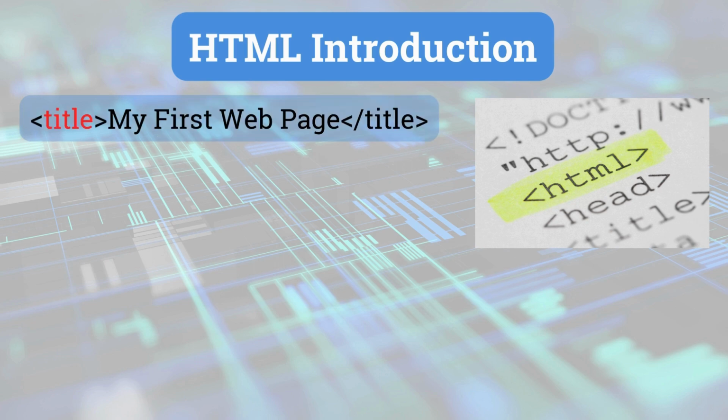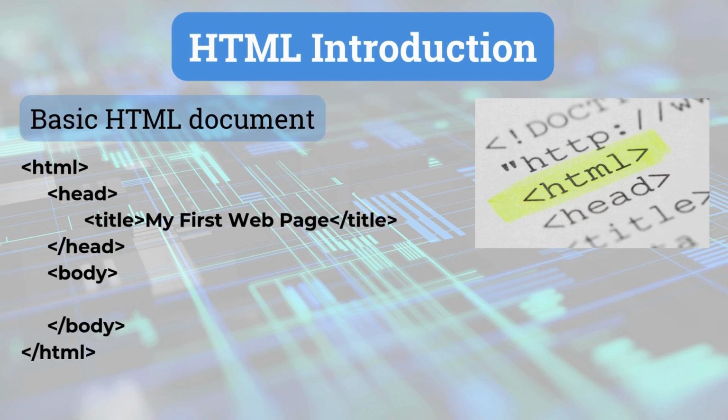These elements, or buckets, are created like this. A less than symbol, then the bucket tag, for example, title, then the greater than symbol. The content in the bucket comes next, My First Web Page. Then the bucket is closed by using the same tag, but with the forward slash. We can see the starting tag, content, and end tag.